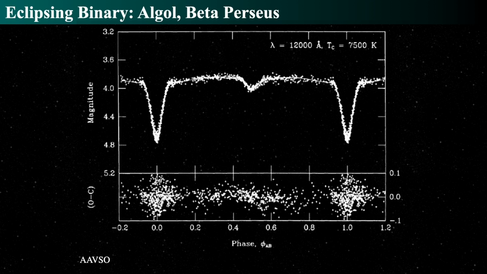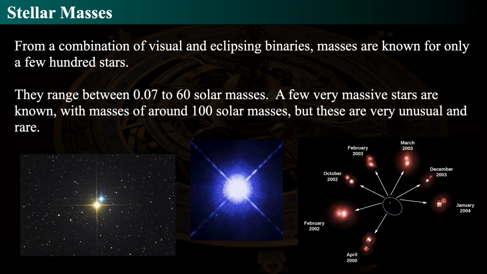So I invite you to actually go and check out Algol on the American Association of Variable Star Observers, or just pick up Sky and Telescope, or any place else where you can find an ephemeris of Algol and its minimums and maximums. The observation of binaries gets us the masses of the stars. And by combining visual binaries and eclipsing binaries, there's only a few hundred stars whose masses are determined incredibly accurately.